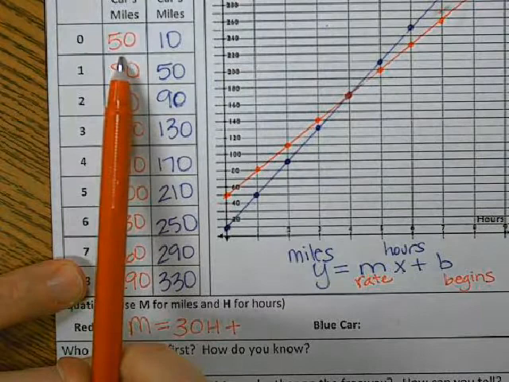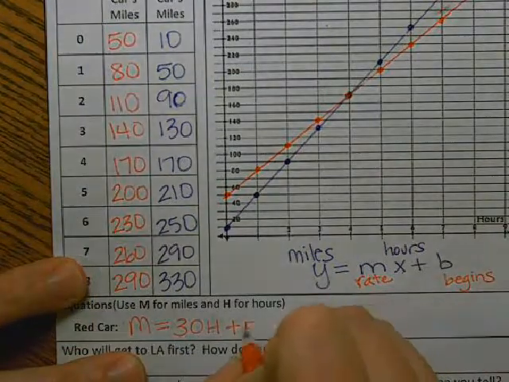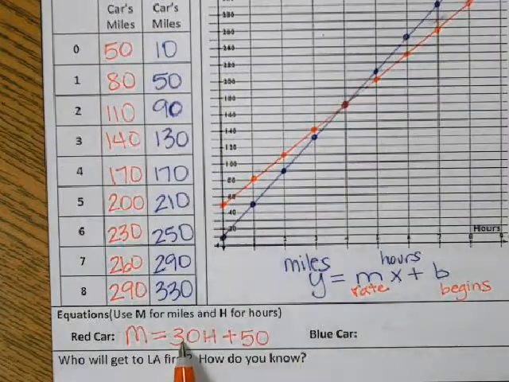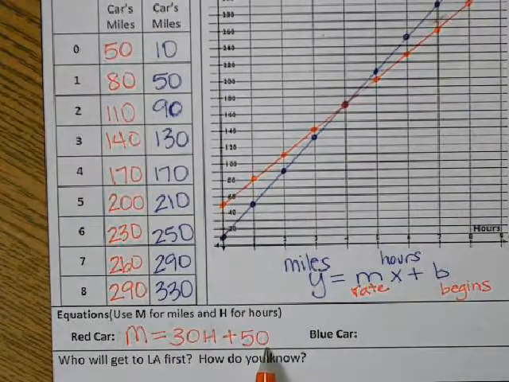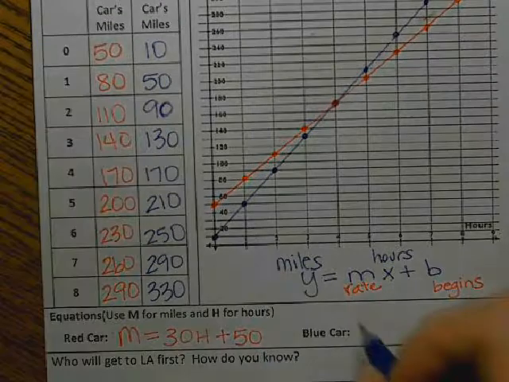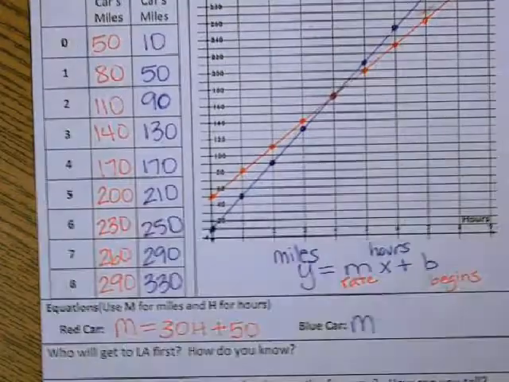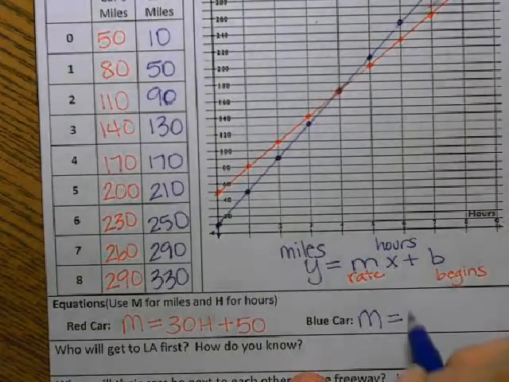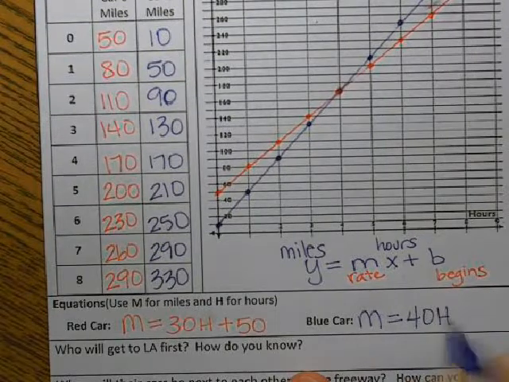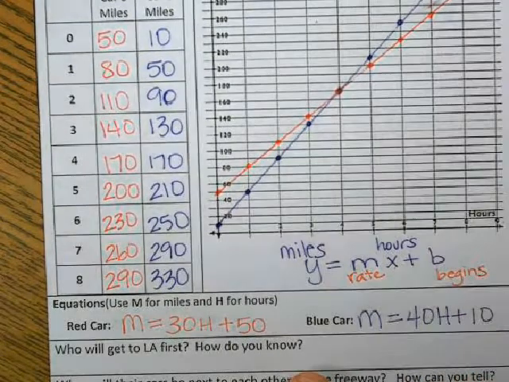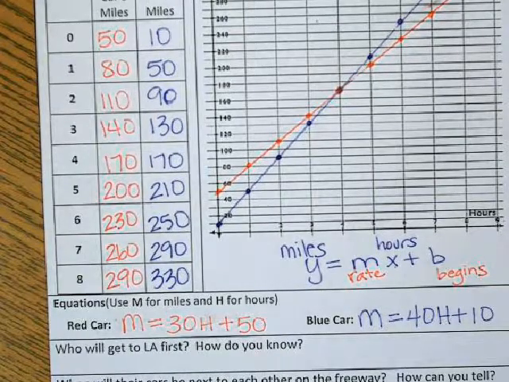So where did the car begin? At 0, he began at 50 miles. So we say plus 50. The rate was 30 miles per hour, and he started 50 miles from his home. Now you write the equation for the blue car. So it's m equals, and the speed was 40 miles per hour, so it's 40h plus, and he started 10 miles from his home, so plus 10.